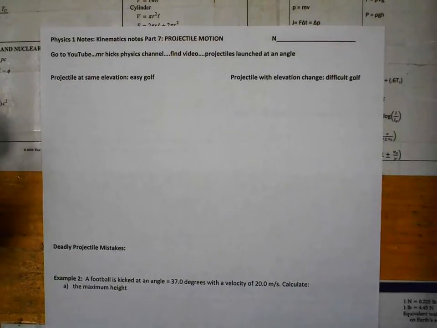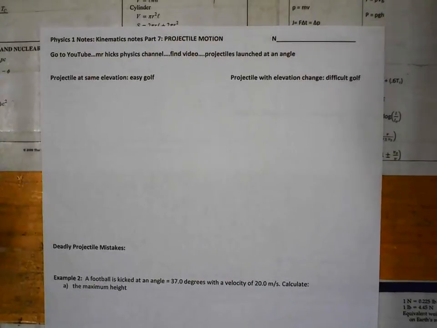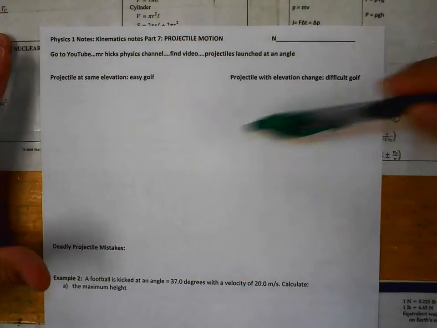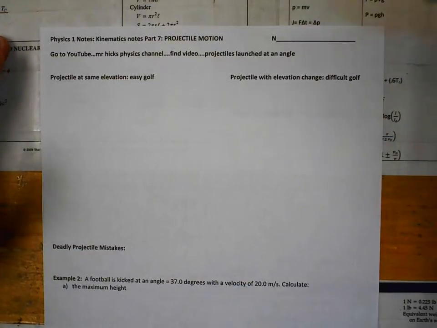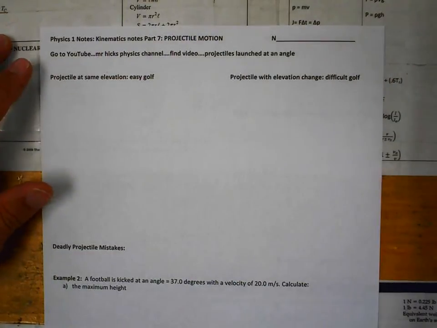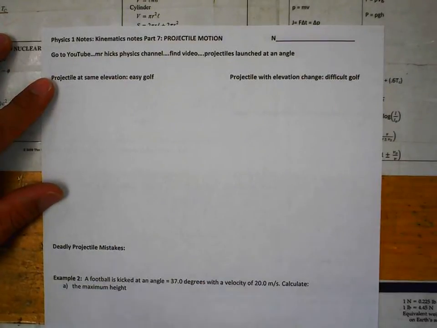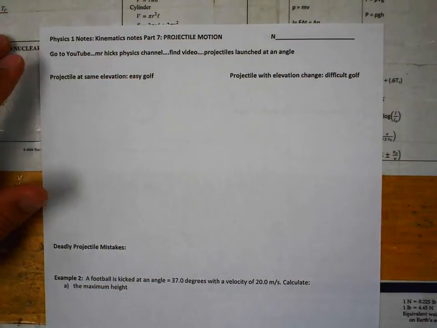So like we said, everything so far that we've talked about that we're launching or throwing or whatever, horizontal. So now we're going to start launching things at angles. Okay, so let's draw a couple pictures just to get started, and then we'll do an example problem down here and talk about some of the mistakes that are made in these problems.